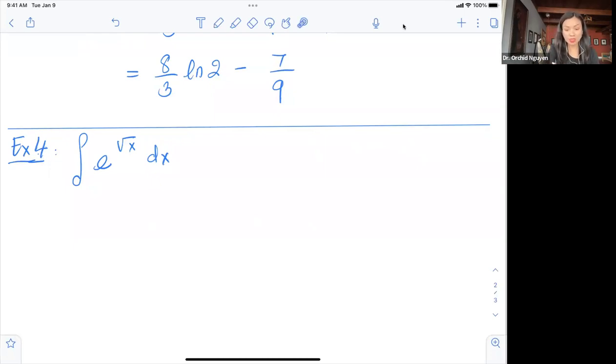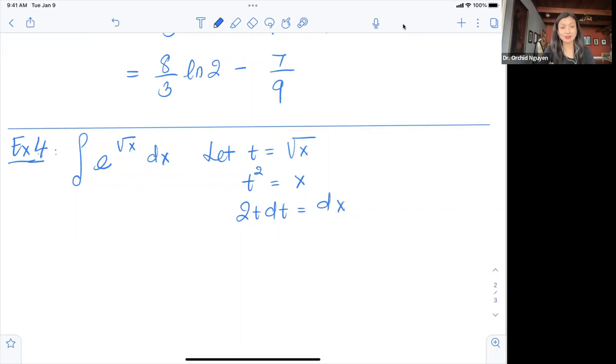For this problem, you can see that we don't have a product, so we cannot just go straight into integration by parts. We're going to have to do some substitution here to turn it into a product. So first, I'm going to let t be the square root of x. Now, if I square t, I'm going to end up with x, so 2t dt is going to be dx. So I take the derivative of that.